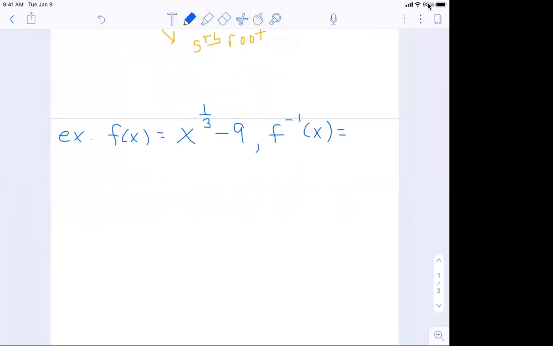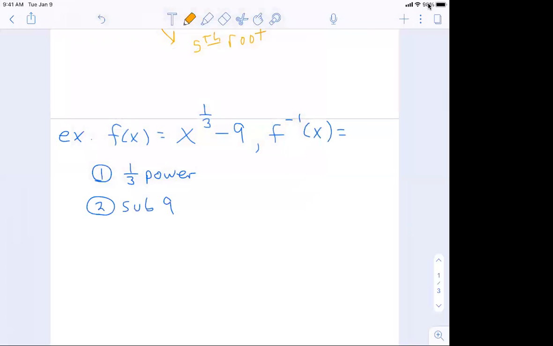All right, so let's think about what we would do if we plugged a number into the original function. The first thing we would do is take it to the 1/3 power, or that's the third root, remember. Okay, so the 1/3 power. And then the second thing is we would subtract 9.